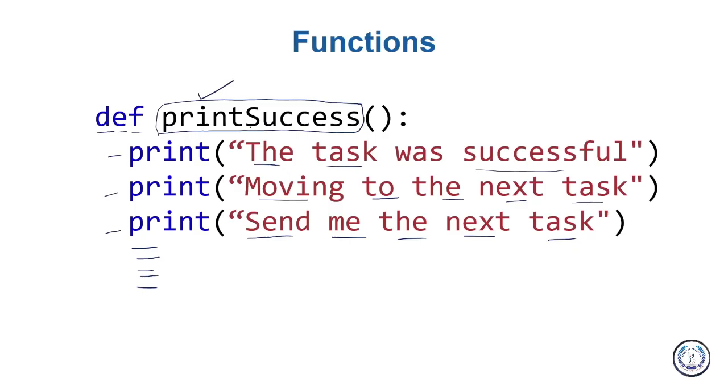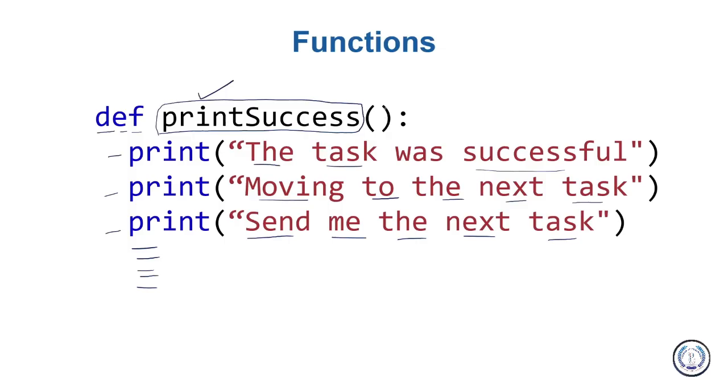The name of a function and the name of a variable have resemblance. The name of a function should be descriptive. It should portray what the function actually is doing. So it is good to suggest names of functions that are very descriptive to make the code readable and manageable. So here I have written the function name as print success. You can write any name.